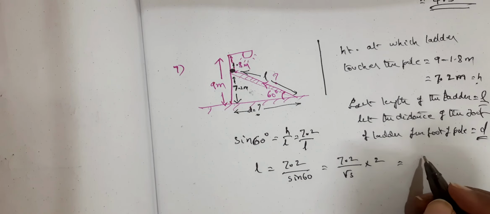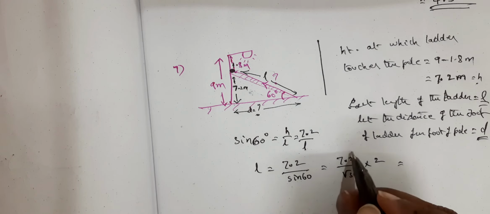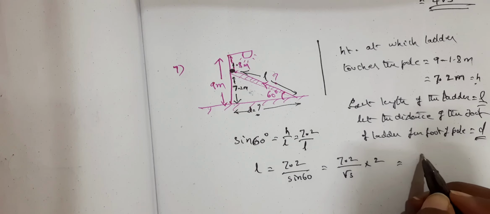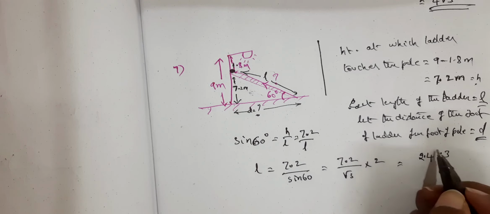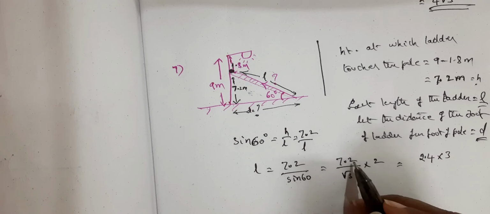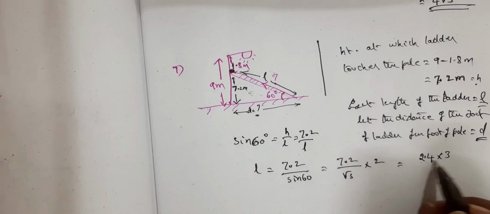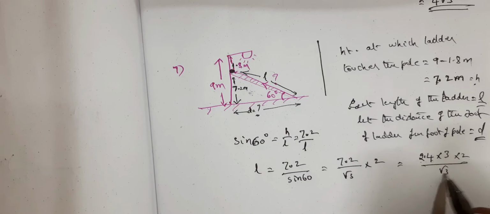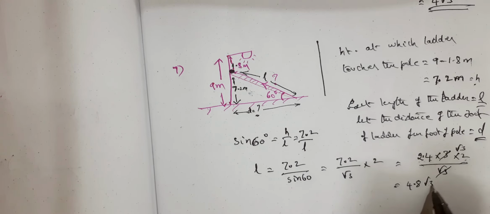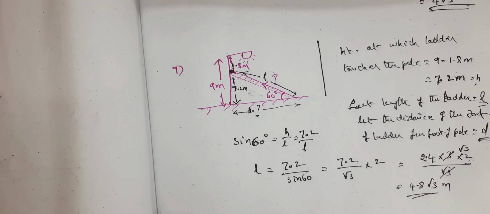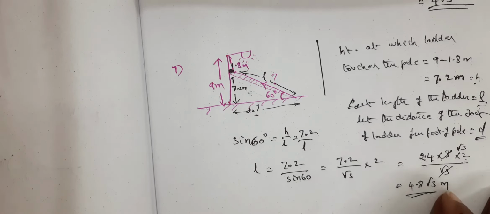Now 7.2 can be written as a multiple of 3. If we divide by 3, 3 4s are 12, 3 2s are 6. So we can write it as 2.4 into 3. I have split 7.2 into 2.4 into 3, into 2 divided by root 3, so that it is easy for me to cancel. Now 2.4 into 2 is 4.8 root 3. So the length of the ladder is 4.8 root 3 meters.